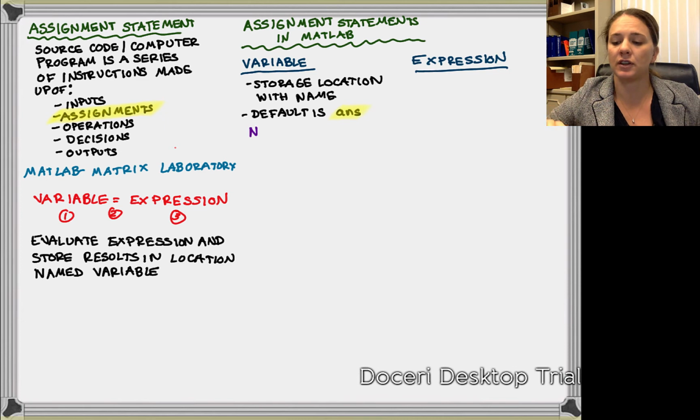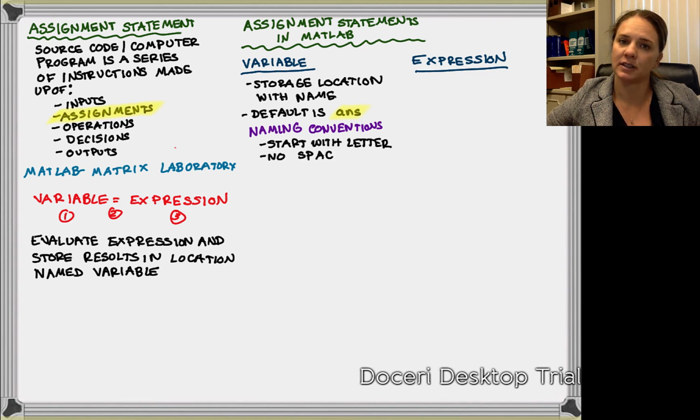And the default in Matlab is answer, ANS. If you only type in the right-hand side without an equals and a variable, it's going to default and save it to a variable called ANS. There are some rules we need to follow when we name our variables. It needs to start with a letter. It needs to have no spaces. They are case sensitive. And you can have letters, numbers, and underscores, but no other special characters.